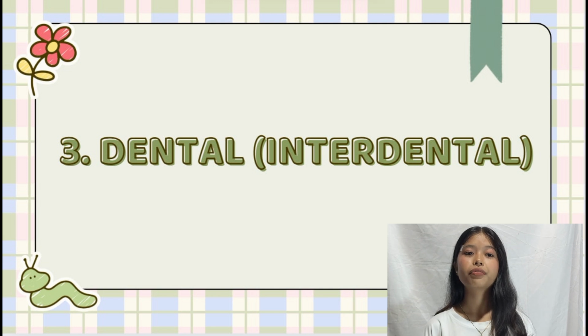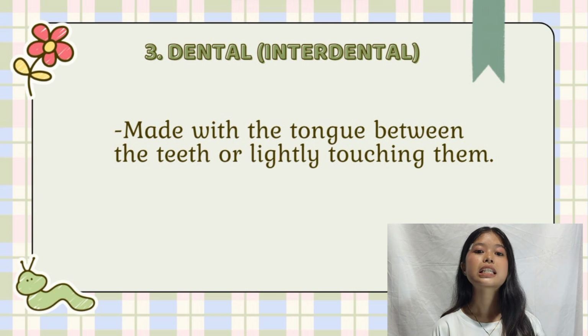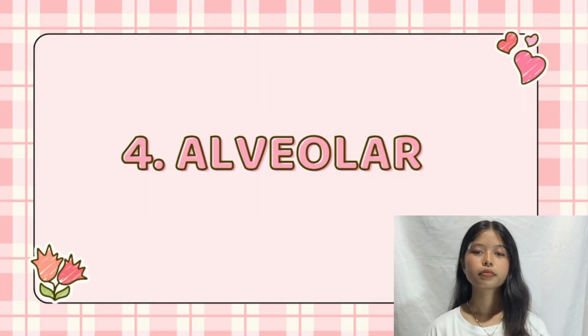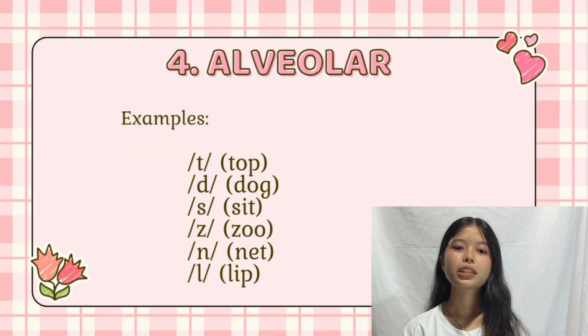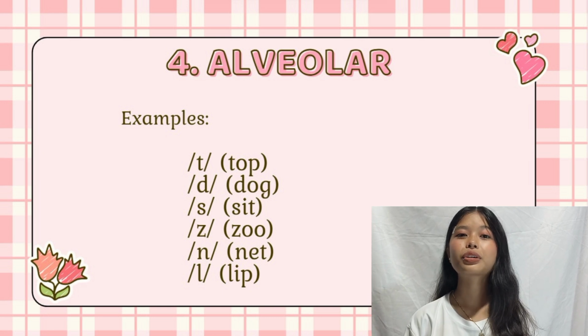For the third one, we have dental or interdental, made with the tongue between the teeth, slightly touching them. For example, th in think, th in this. For the fourth one, we have alveolar, produced with the tongue against the ridge just behind the upper teeth. For example, T for top, D for dog, S for seat, Z for zoo, N for net, L for lip.